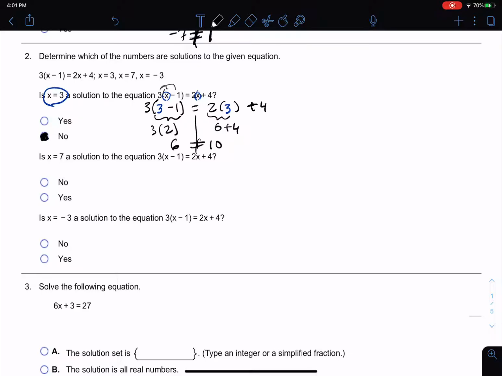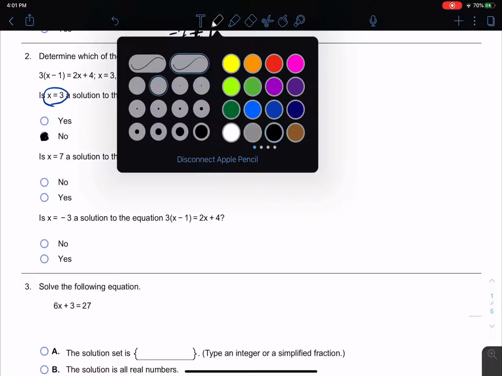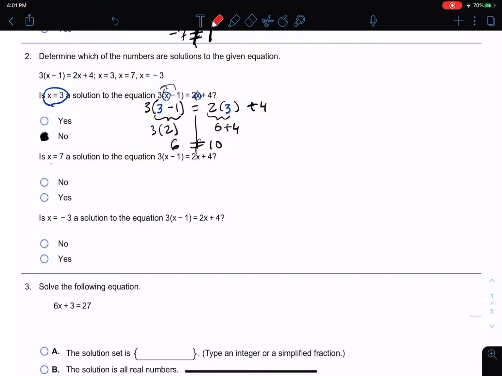3 does not make both sides of the equation equal, so it's not a solution. We're going to try another color here. How about red? X equals 7. Is 7 a solution?